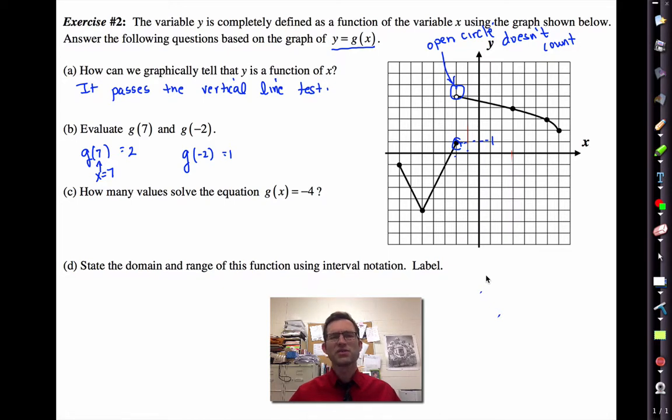Now, letter C is actually asked in a very different way. It says, how many values? It doesn't ask what they are. It asks how many values solve the equation g of x equals negative 4. Well, pause the video right now and think about this, and also think about how you might illustrate it graphically.